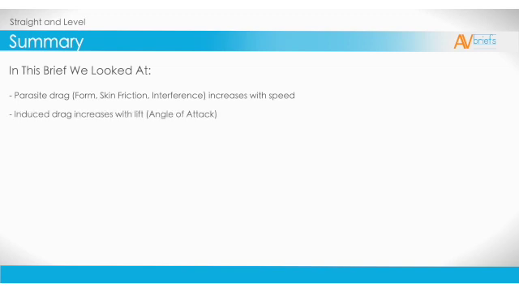Congratulations on getting this far. Let's summarize what we've discussed in this lesson. In this brief, we looked at parasite drag. This includes form and skin friction, as well as interference drag. This parasite drag increases with speed. We looked at induced drag. This is the drag produced by creating lift. Because of that, induced drag increases with an increase in angle of attack. From the total drag curve, we know that drag is lower at mid-range speeds.